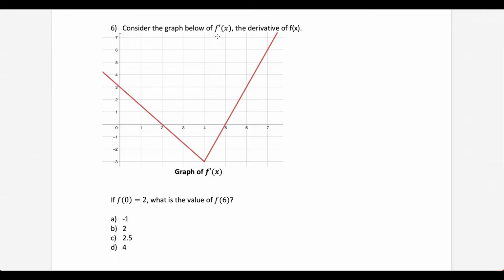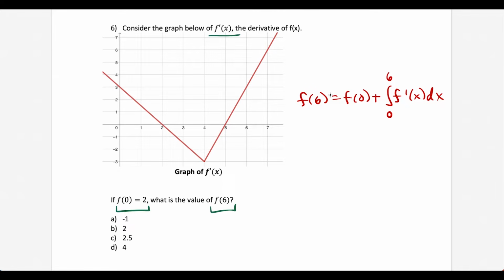So question 6, we have a graph of f prime, and here's the graph of f prime. We're told that f of 0 is equal to 2. What is the value of f of 6? Now you could just know this formula here, that we could say that f of 6 is equal to f of 0 plus we have the integral from 0 to 6 of f prime of x dx like this. But this might be a little bit tricky to memorize.